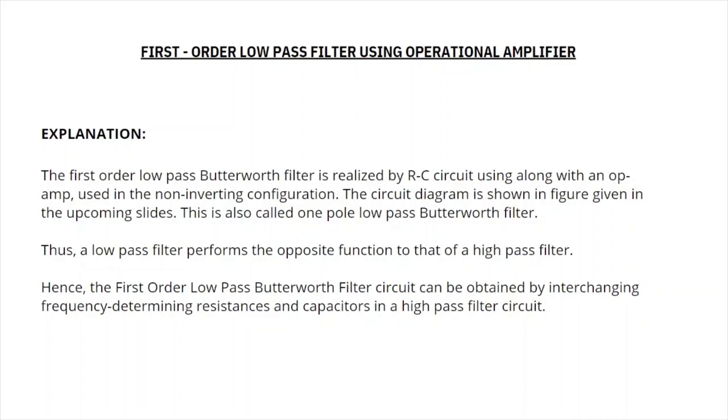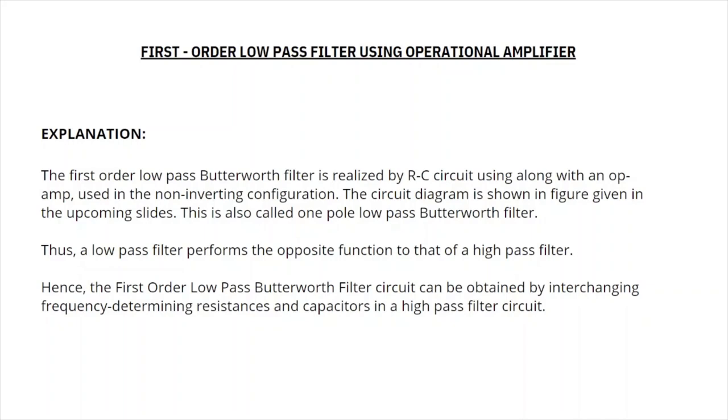So here I have explained a little bit about the first order low pass filter using op-amp. The first order low pass Butterworth filter is realized by an RC circuit along with an op-amp used in the non-inverting configuration. The circuit diagram is shown in the figure given in the upcoming slides. This is also called a one pole low pass Butterworth filter.